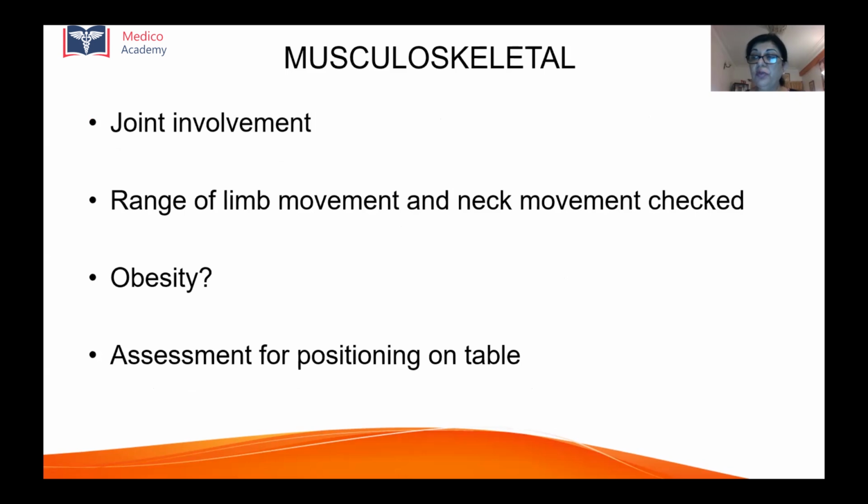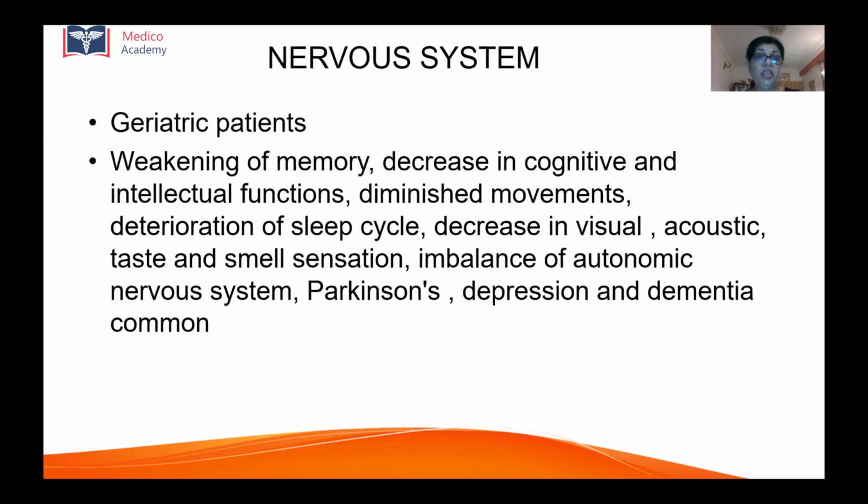Musculoskeletal. Other joint involvement is also very common. The range of limb and neck movement should be noted. Obesity may be a cause or a consequence of a degenerative joint disease. Assessment for positioning on the table and for the neuraxial block should be done.